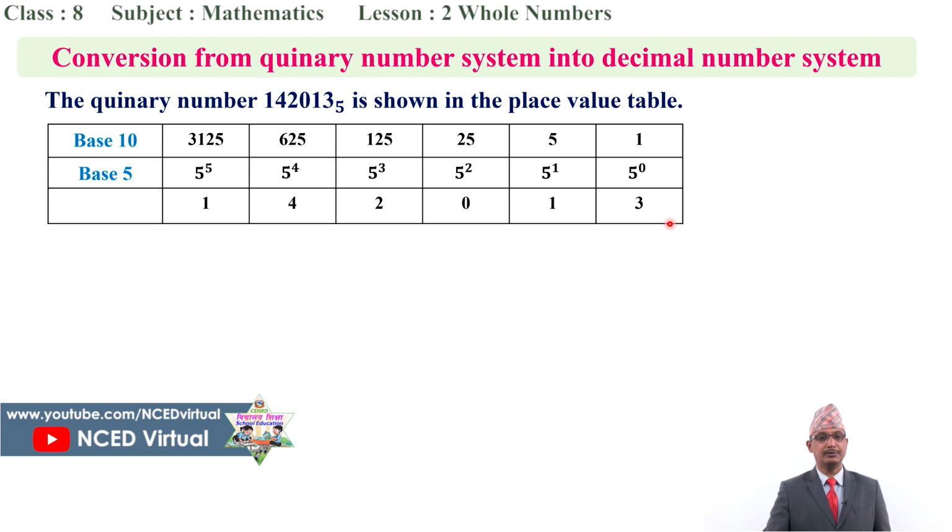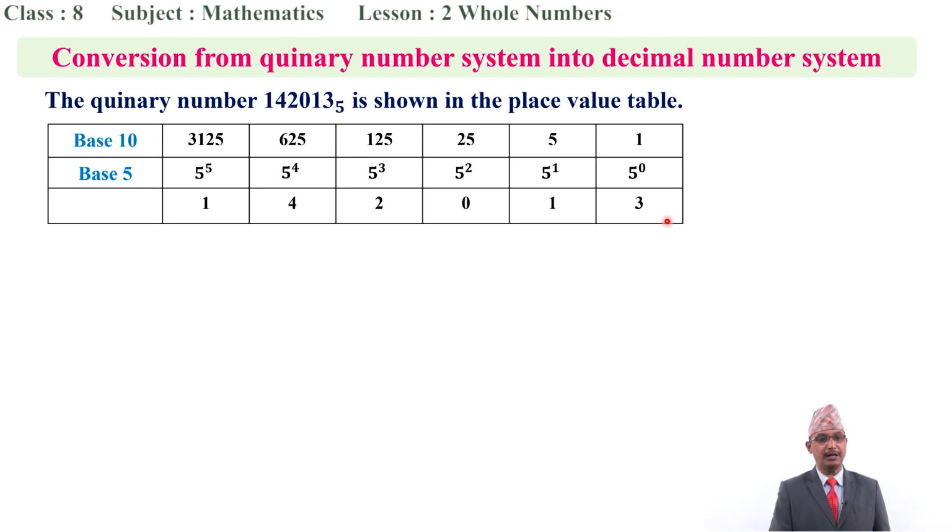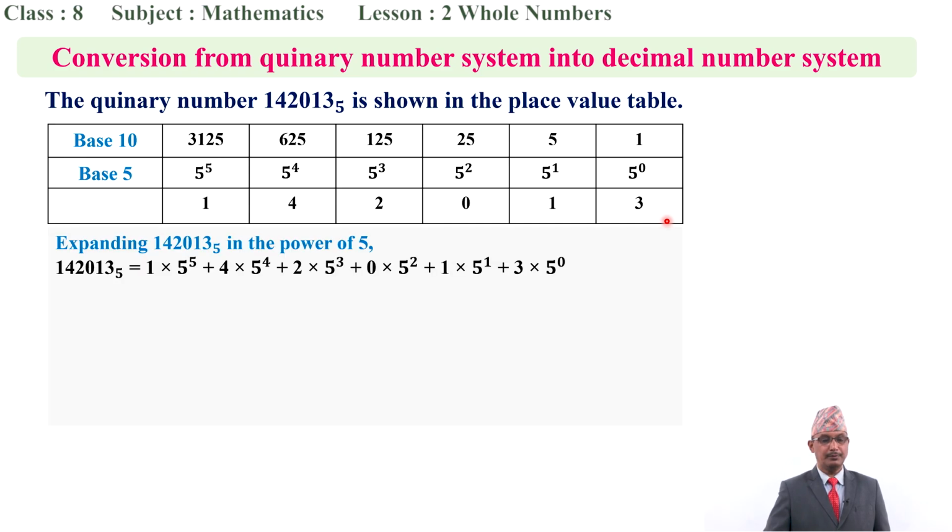142013. Now we are writing 142013 of the quinary number in expanded form in the power of 5. So it can be written as 1 into 5 to the power 5. You can see here 4 into 5 to the power 4, 2 into 5 cube, 0 into 5 square, 1 into 5 to the power 1, 3 into 5 to the power 0. Again, 5 to the power 5 means 3125.